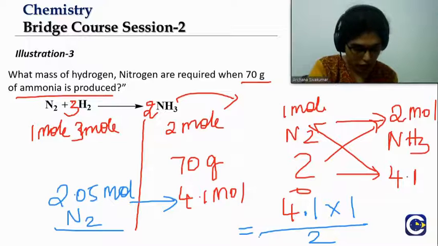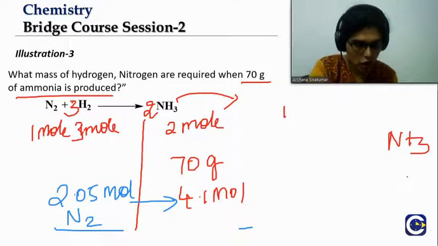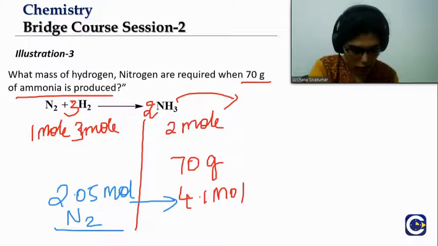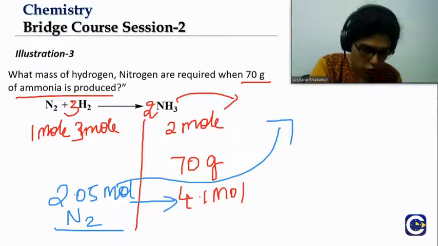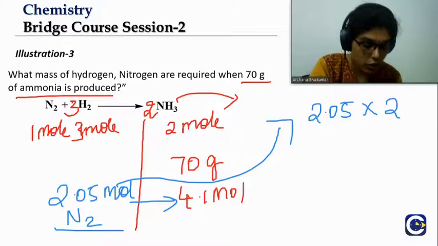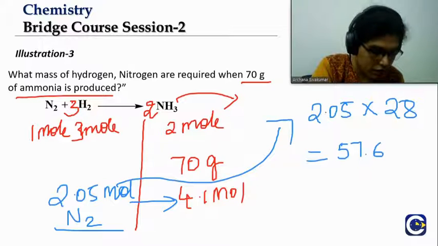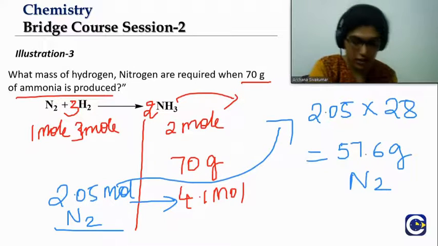So I have to convert this into mass. What is the mass of hydrogen and nitrogen is what is asked, isn't it? So if I have to convert this into mass, what would I do? I will use molar mass. So 2.05 mole of nitrogen times nitrogen's molar mass, which is 14 plus 14, 28. So 2.05 times 28 will give me 57.6 grams of nitrogen. Is this clear?